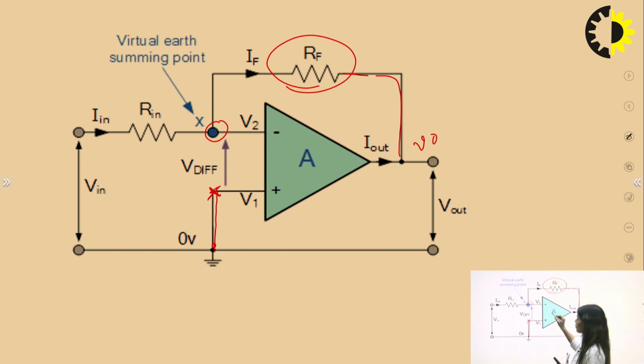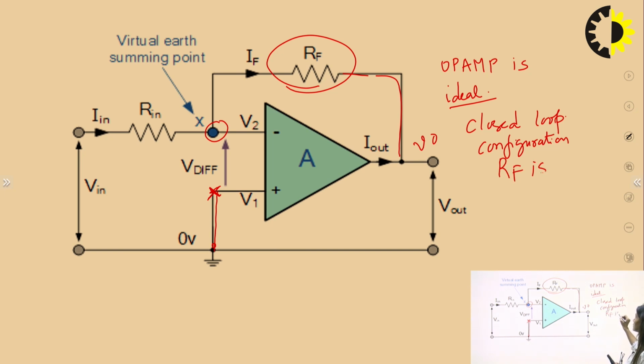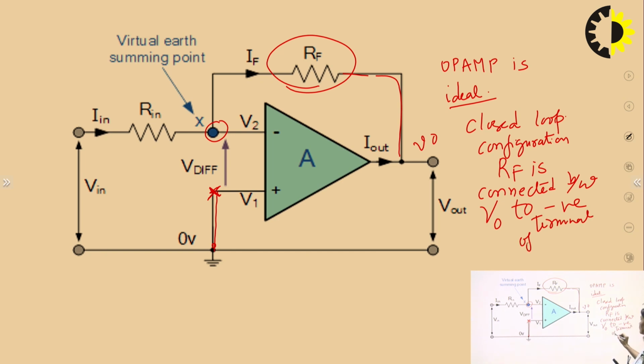So if the op-amp is ideal, let's say, then we can say it is in the closed loop configuration, because RF is connected between VO, the output, and the negative terminal of the op-amp, right?